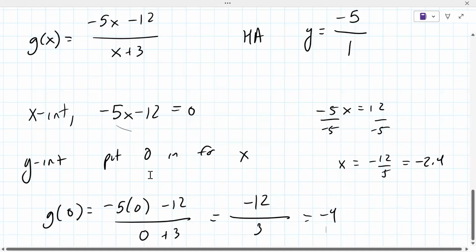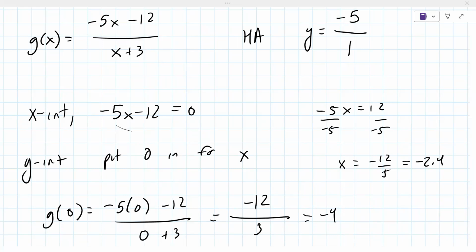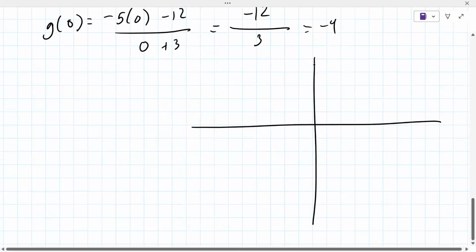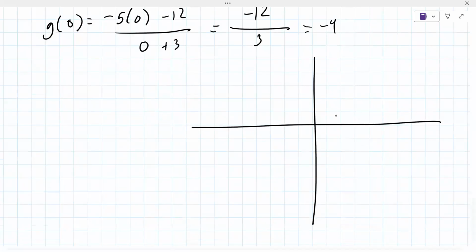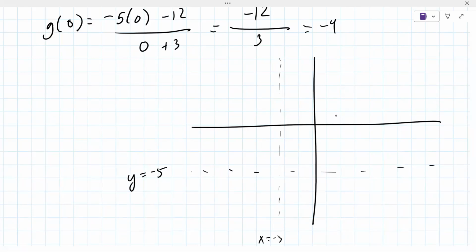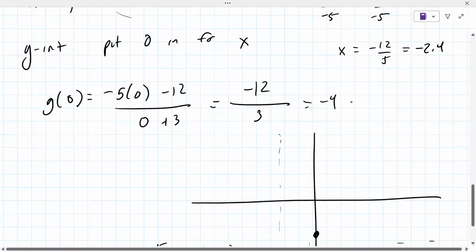Zach, you have that down in your notes that you want to put 0 in for x to find the y-intercept? Yeah, I wrote that down. All right, very good. Now we really should be graphing as we go. We kind of were. We have the vertical asymptote at x equals minus 3, y equals minus 5. Now we can add in some other stuff: the y-intercept and then the x-intercept.